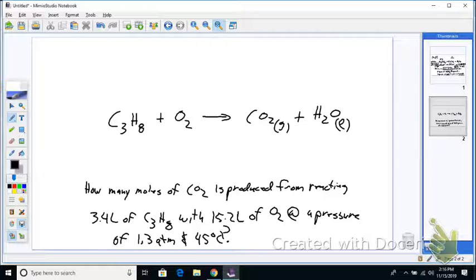Okay. So it wants to know moles of this. And you're given liters. You're given 3.4 of this and 15.2 of this.